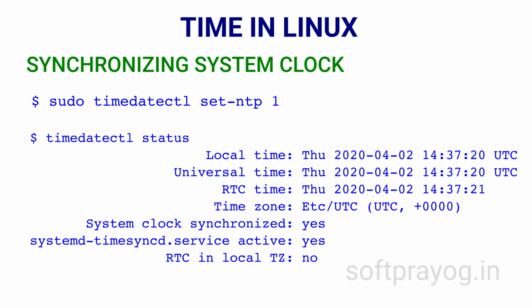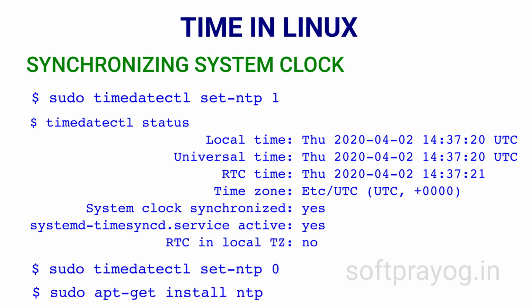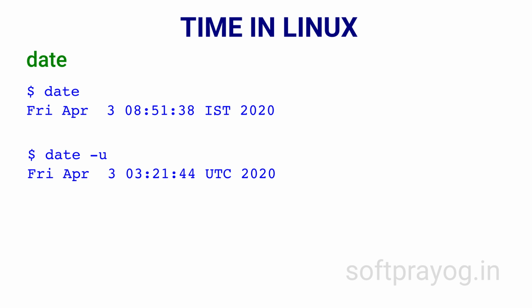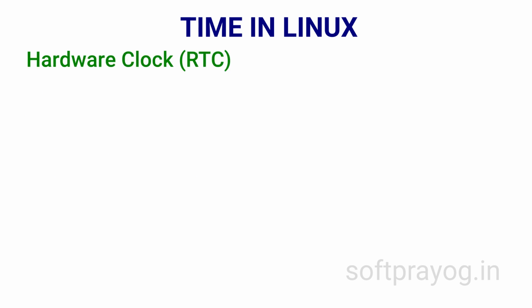However, if you want full-fledged NTP, you should disable the systemd timesyncd service and install the NTP package with the command sudo apt-get install ntp. And finally, we have the date command that prints date and time for the local time zone. You can pass the -u option for the UTC. We have concentrated mostly on the system clock till now.